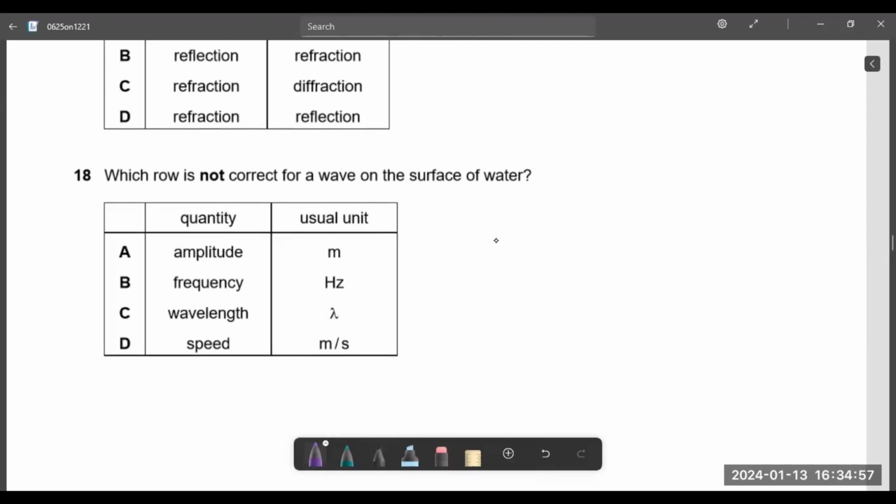Which row is not correct for the wave on the surface of water? So amplitude, its unit is meter. Frequency, it is hertz. Wavelength unit, it is wrong. That is meter. Speed, meter per second is right. So which row is not correct? So the right answer is C.